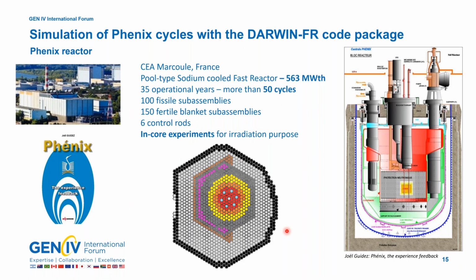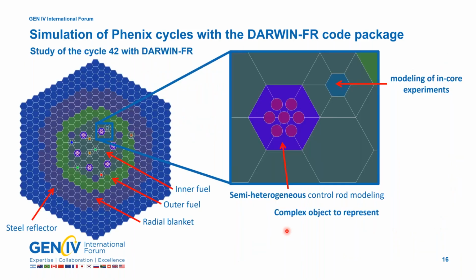In fact, to determine the cycle that we want to study, we have two criteria. The first one is a cycle with power stability. We need a cycle at constant power, and we need a control rod worth experiment at the beginning of cycle, and we'll see later why. But in these 50 cycles, we have decided to simulate cycle 42. And you can see the geometry modeling of the Apollo 3 tool for the Phenix cycle 42.